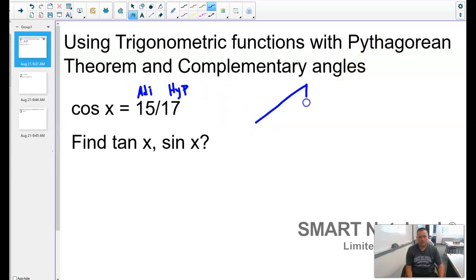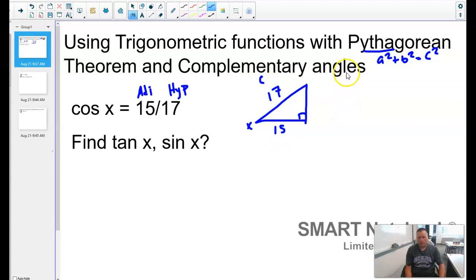So let's do a drawing here to help us visually see this. If this is angle x here, that means that this side's 15 and this side is 17, because this is the adjacent side and that is the hypotenuse side. If I want the tangent of x, I need this side over here. Well, I have a right triangle. I just need to find this using the Pythagorean theorem. Remember, this is a squared plus b squared equals c squared. And the hypotenuse is always c, and then this side's just a or b either way.